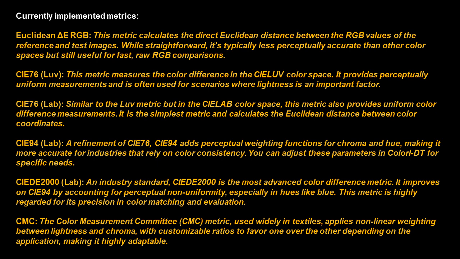Today in ColorI DT 6 metrics are implemented, but we are always going through the literature to check new metrics and import those too. In any case, today you can find Euclidean delta E RGB. This metric calculates the direct Euclidean distance between the RGB values of the reference and the test images.